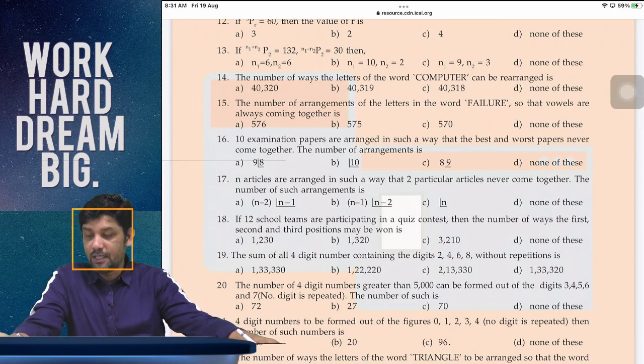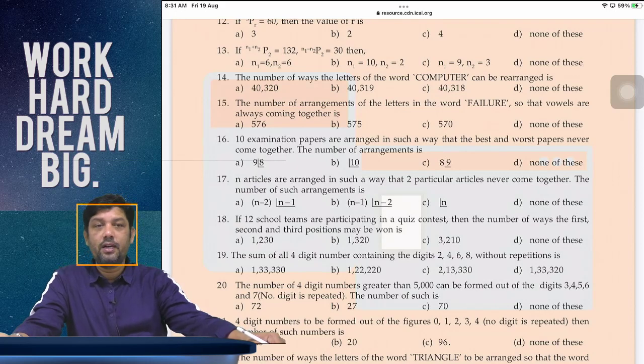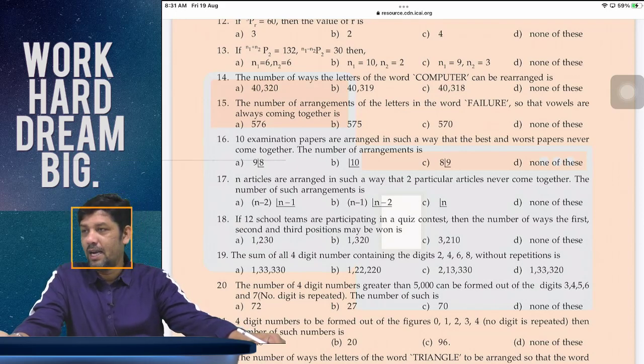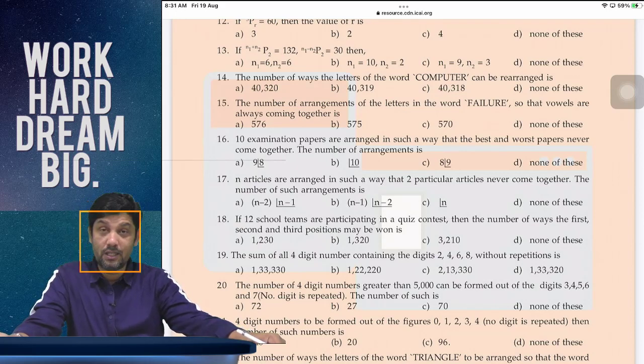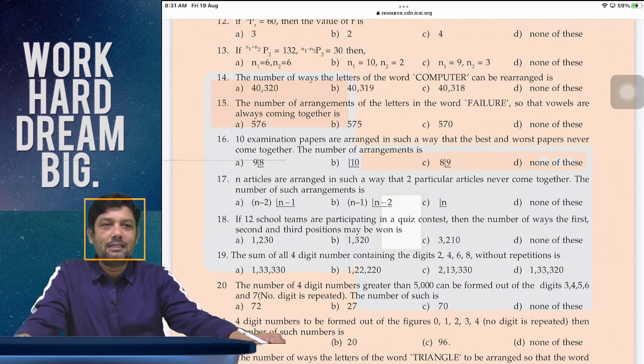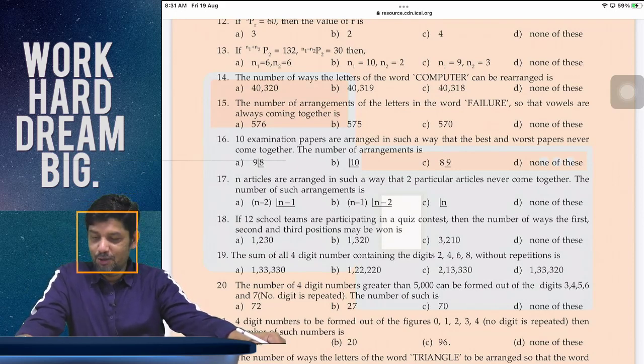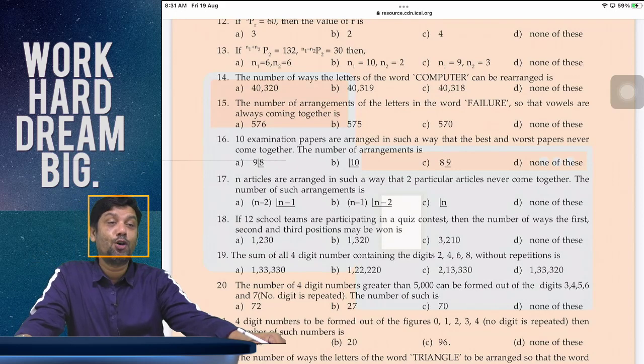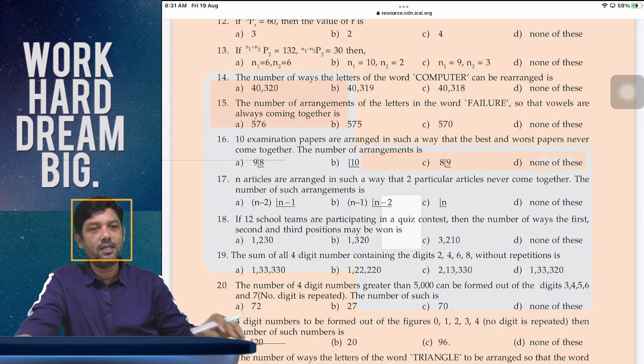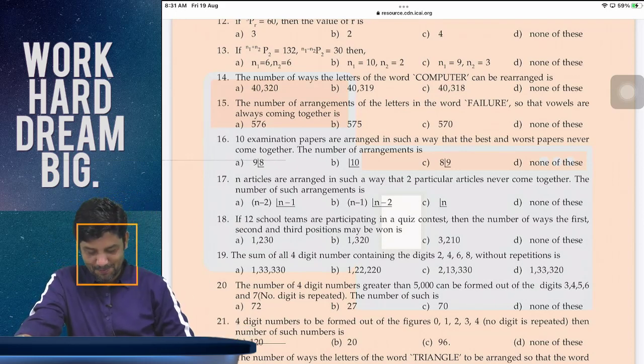Now, Tanuja has given the answer. Angel also given. Very good. Yes, great. The answer is right: 40,319. What are you reading, man? It is not 4,319.